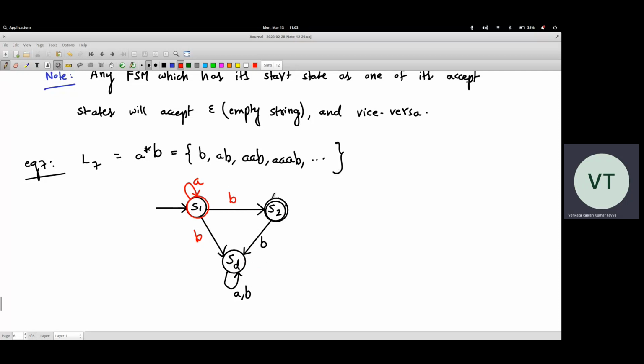We have B as input and then see whatever the remaining arrows are, it does not matter. If the start state is an accept state, you should accept epsilon. This language does not have epsilon, so the start state cannot be an accept state. That's all.